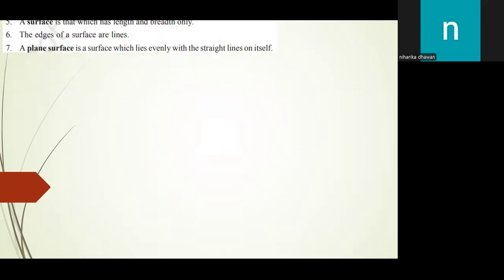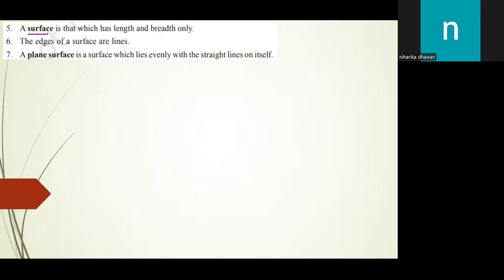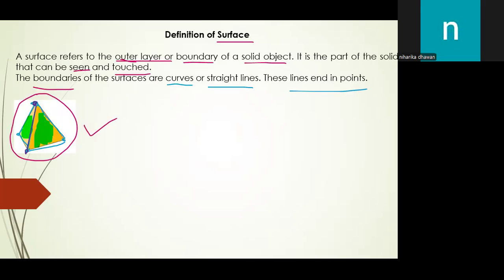Let's learn about some more elements. Another one is a surface. We have already talked about the surface. A surface is that which has length and breadth only. Like in this, we can see here we have this surface. So it has length and breadth only.